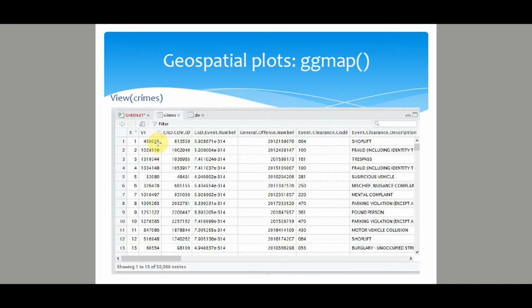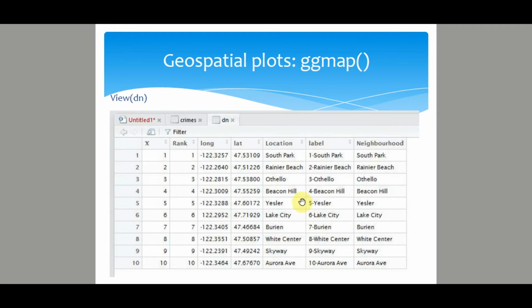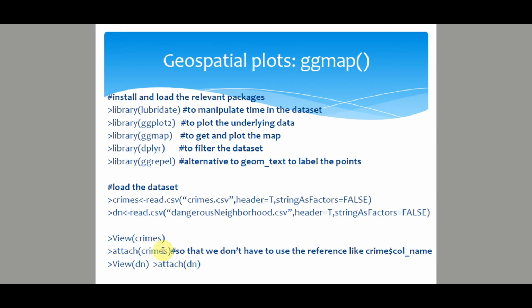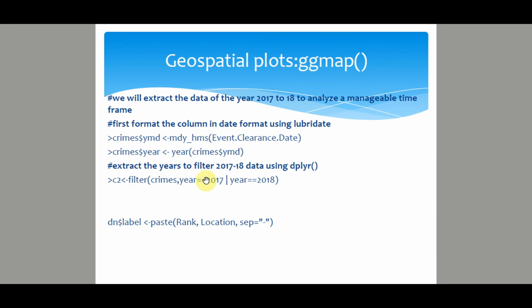View the crimes data frame and the DN data frame here. Use the attach function so that we don't have to refer to the data frame each time we call the column names. Now we will extract the data of the year to analyze a manageable time frame. So format the date column using lubridate, then extract the years to filter 2017-18 data using dplyr. Add rank and location data in a new column label in the DN dataset, which we will use afterwards. Our initial data prep stage is complete.